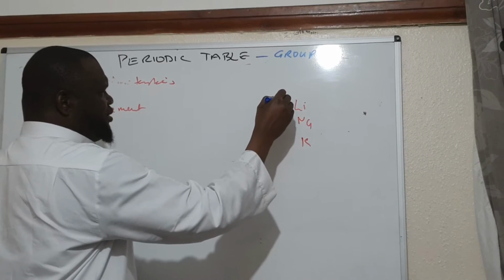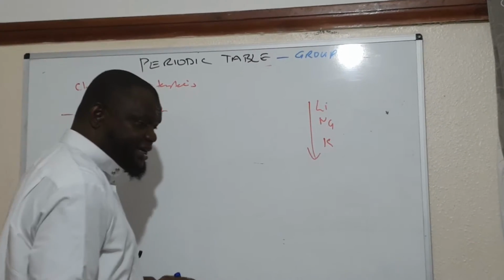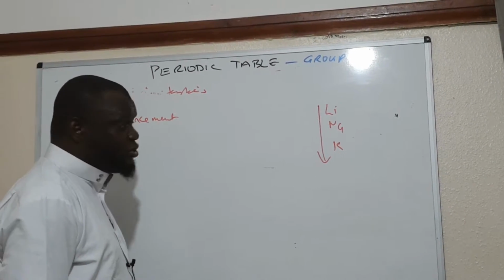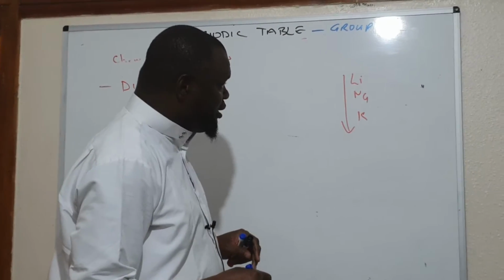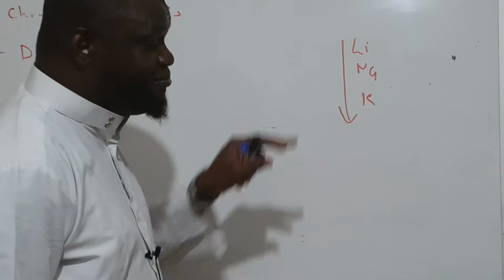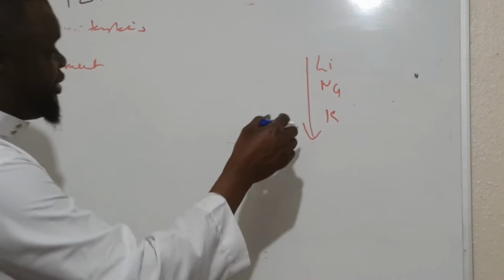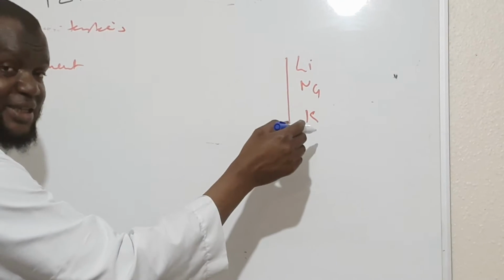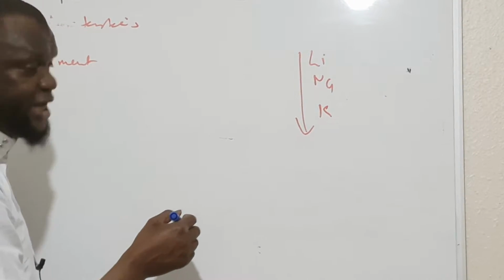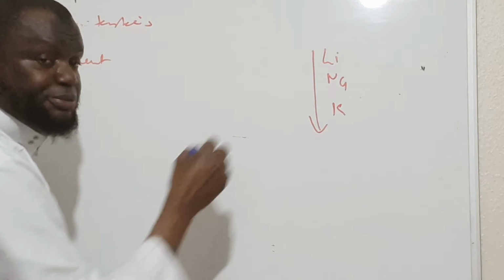We said as you go down, what happens to the reactivity? It increases because of the forces attracting the last electrons. It becomes more reactive. So if you have two compounds, the one which is more reactive will replace the one that is less reactive. And that is even evident between group 1 and group 2.